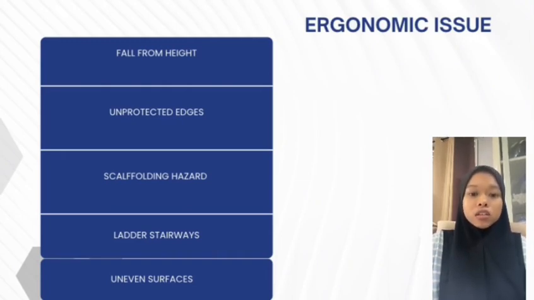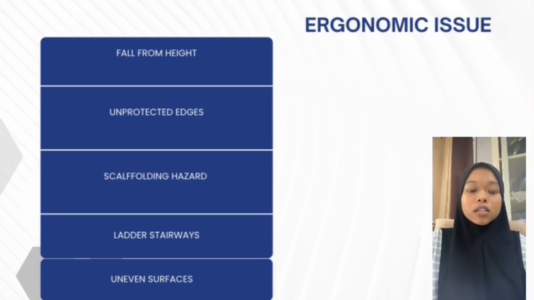Then, construction sites are full of materials like tools and equipment, and when these items are left in walkways or uneven surfaces, workers can trip and fall. For instance, a worker might trip over a pile of materials left in a pathway, causing a fall.